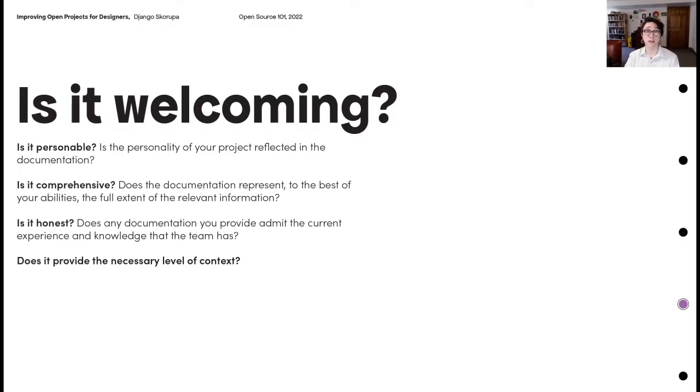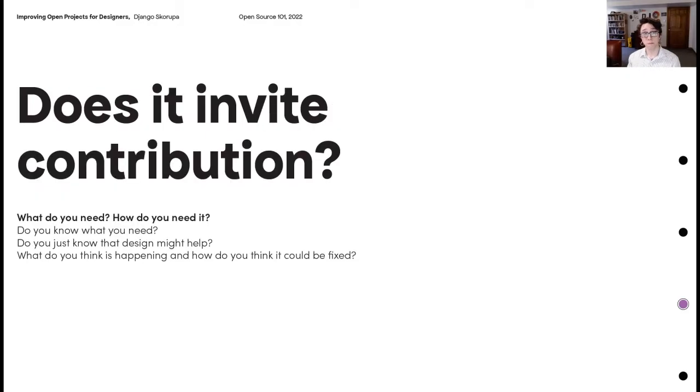By practicing honesty in our content and honesty in our information communication, we can attract people who are comfortable with that level of comprehension. And to do that, we need to provide the necessary level of context. By providing the proper level of context and the proper level of communication across all of this, we can provide a comprehensive presentation of the scope of the project to outsiders who are looking to join on the project. So ask yourself when you're writing documentation, is it welcoming? And does it invite contribution?